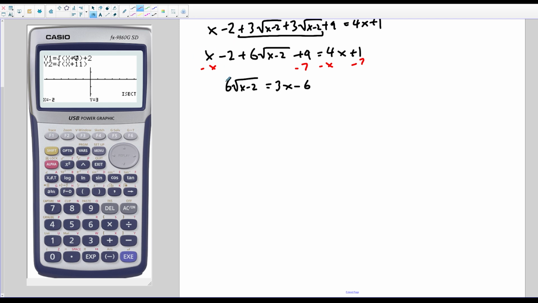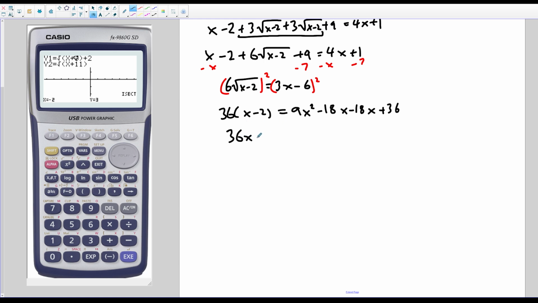So what's going to happen is let's just go ahead and square both sides. And we'll end up with 36 times x minus 2 on the left-hand side. Once again, 6 times 6 gives me 36, and root x minus 2 times root x minus 2 just gives me x minus 2. On the right-hand side, I'm going to multiply this out, 3x minus 6 times 3x minus 6. That leaves me with 9x squared. I'll have negative 6 times 3x gives me negative 18x. I'm going to do that twice. And then negative 6 times negative 6 gives me plus 36.